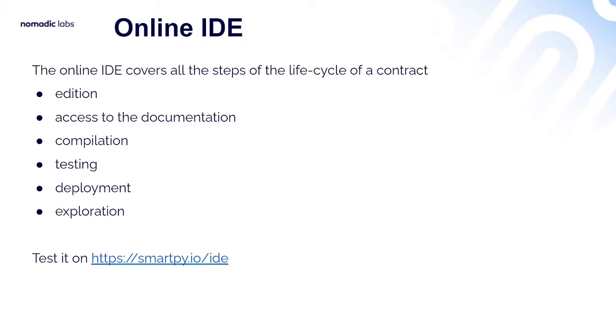One of the key aspects of SmartPy is the online IDE that it offers, that works directly in your browser and covers all of the steps of the life cycle of a contract. So you can develop your whole contract directly in your browser, from the edition of your contract, accessing the documentation, compilation, testing, deployment, and even exploration once your contract has been deployed on the blockchain. You can test it at this address.